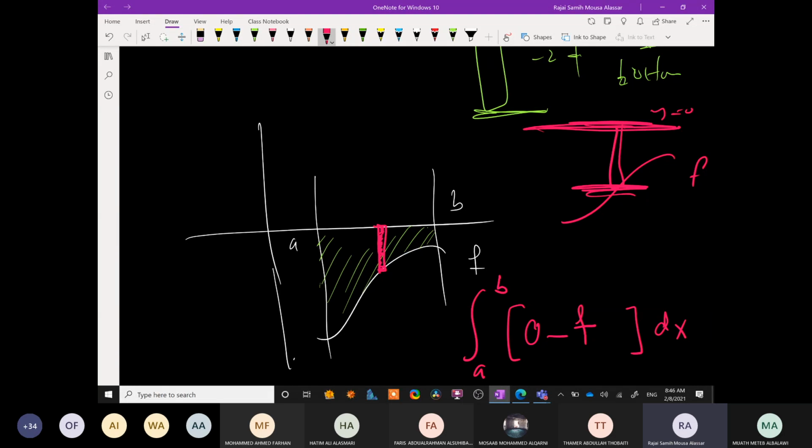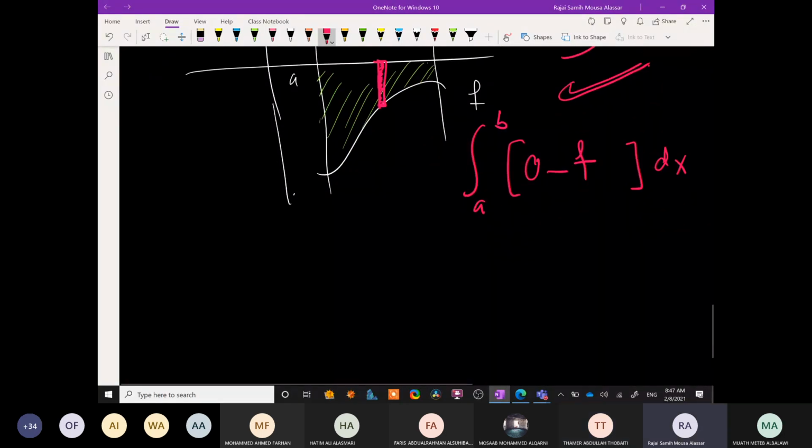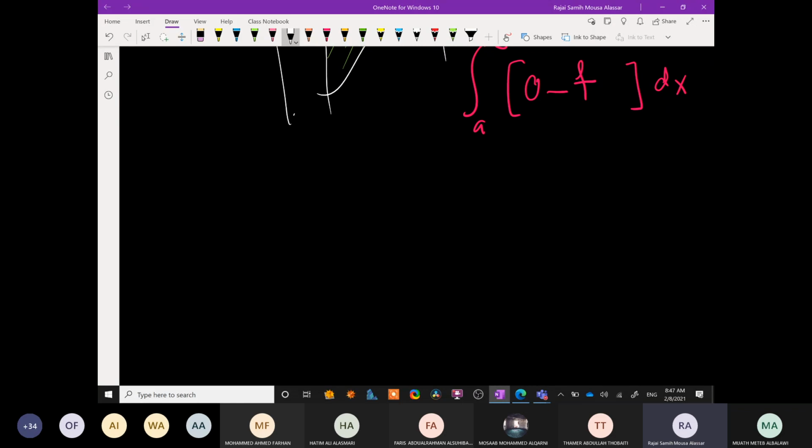Is that fine with you, ya Shabab? The top function minus the bottom function, and the top function happens to be the x-axis, which is y equals 0. So you shouldn't panic. So we are doing what here, ya Shabab? We're doing the area, yes? We're not doing the integral, we're just doing the area. Is this example okay? Clear. Okay, all right.